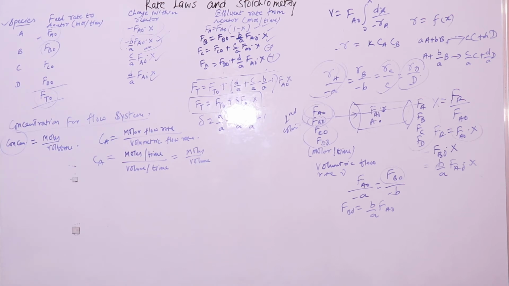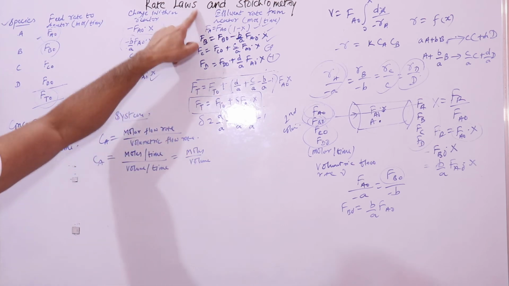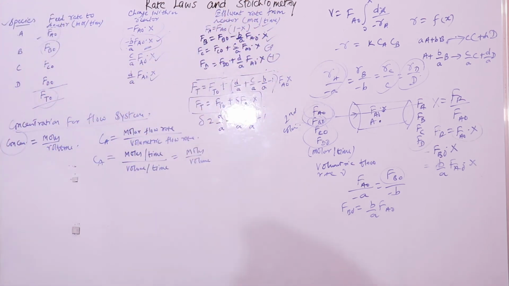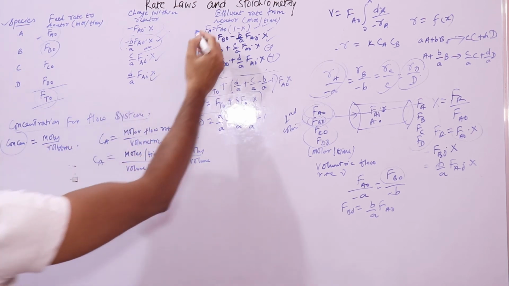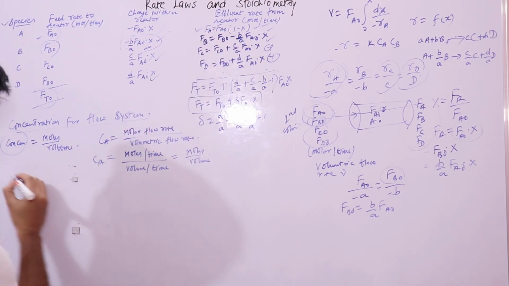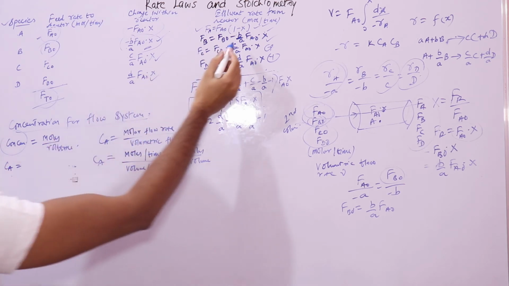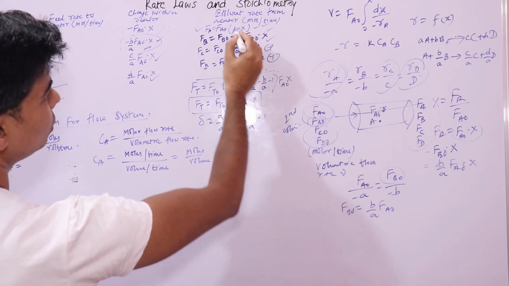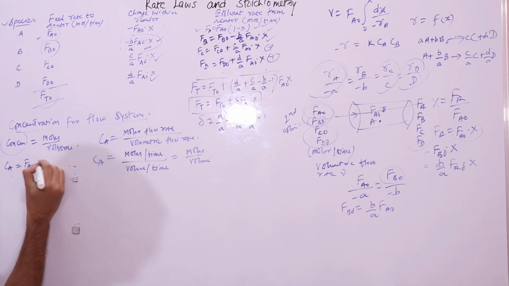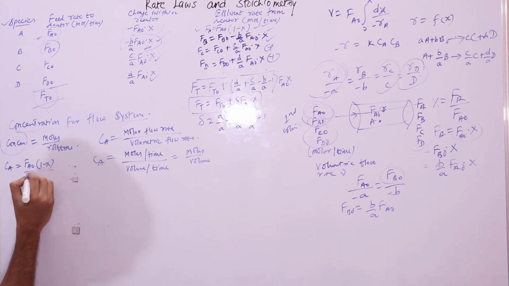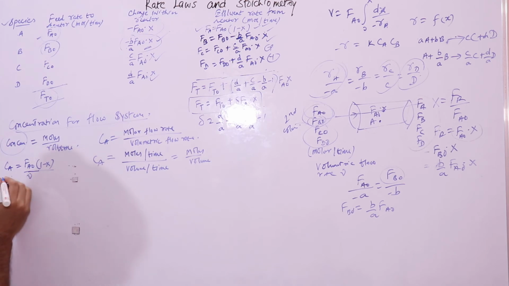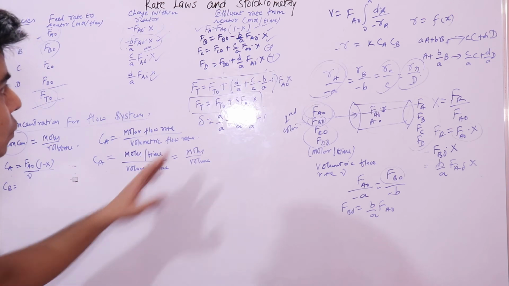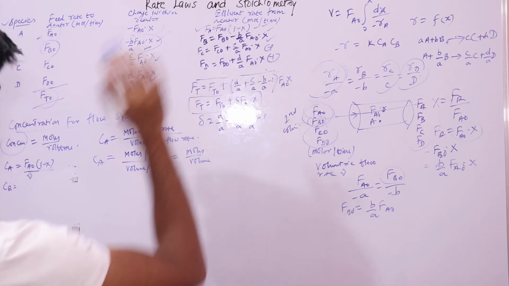Now we will apply this to all these four concentrations. If you apply it to CA, it would be this much of moles has come out, so FA0 (1 minus X) upon nu, which is your volumetric flow rate. CB would be, first let's do one thing. Let's first solve this equation further, like we did before.